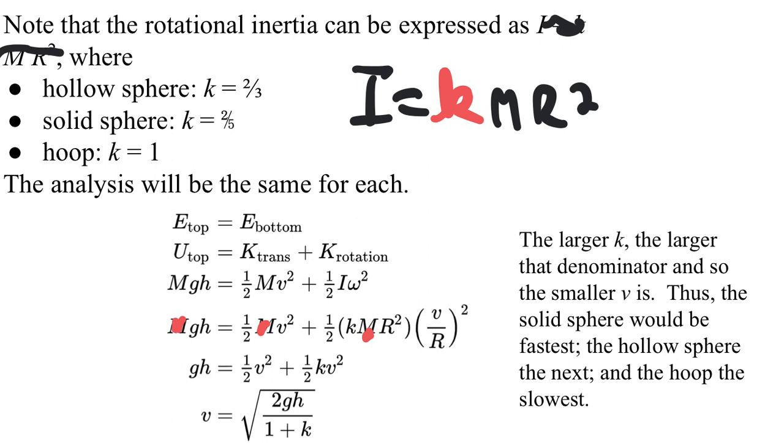Do not memorize this formula. It is not an important formula to memorize, but we can use it to show that the larger k is, the smaller v is at the bottom, as we said before. And that is really because you're using more of your energy wrapped up inside the rotation, and so there's less available to move the thing forward.